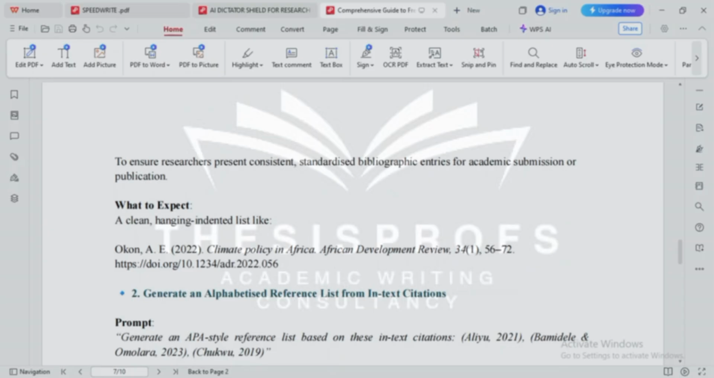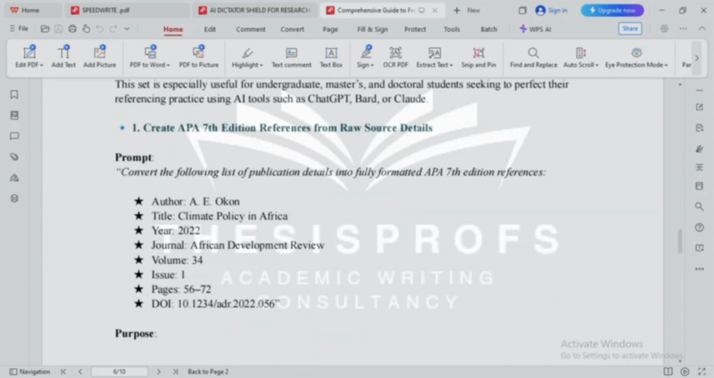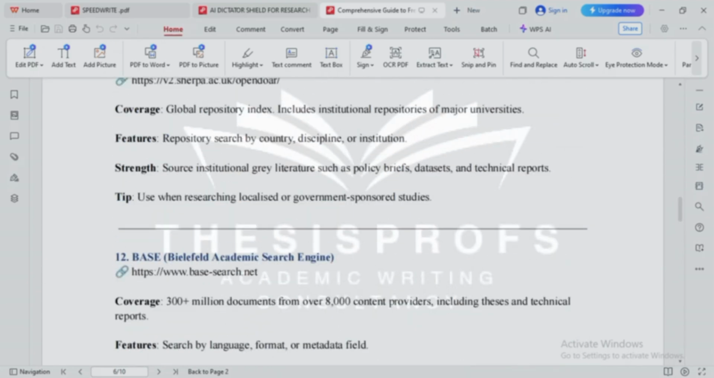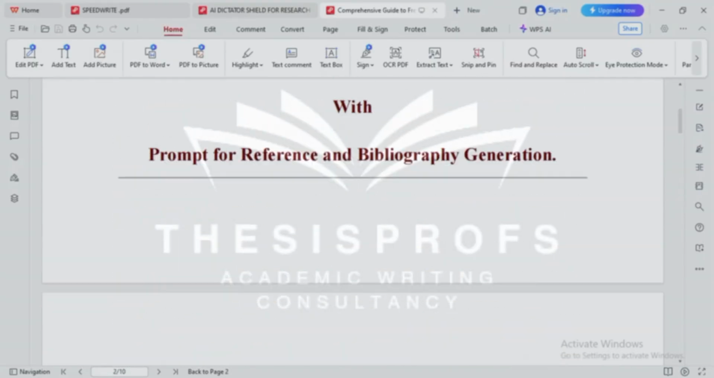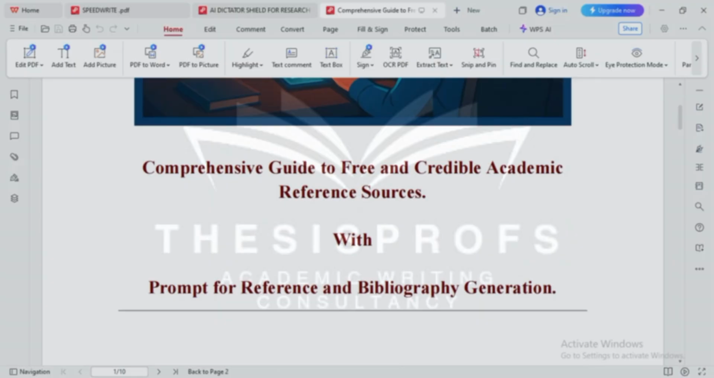And what to expect: a clean, hanging-indented list. Look at it. This is what it has generated. You can see that. Now this is a comprehensive guide to free and credible academic reference sources.